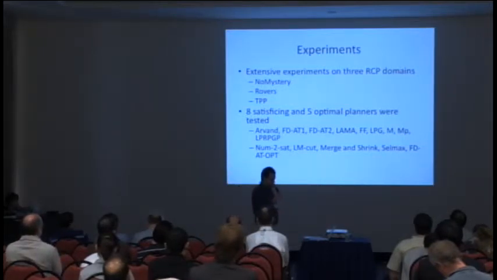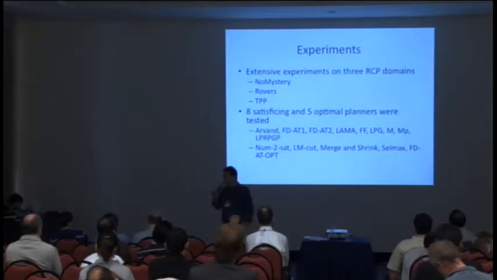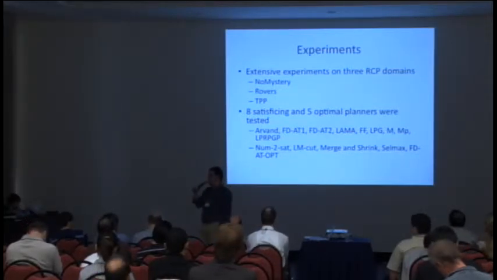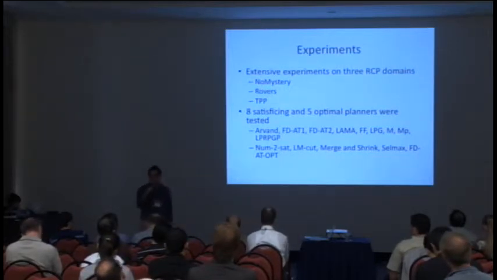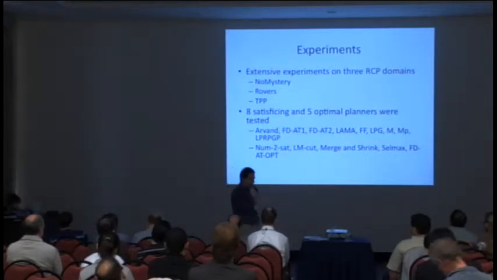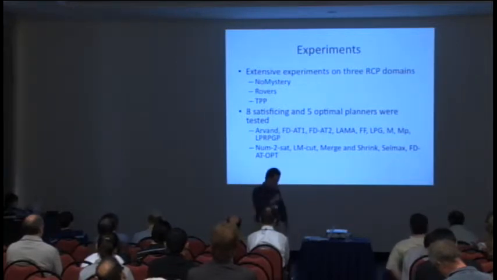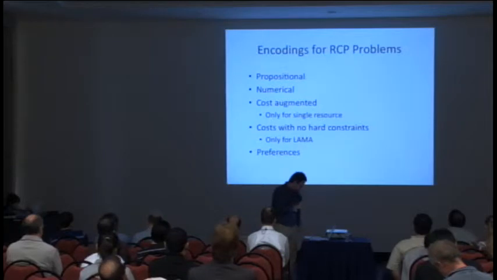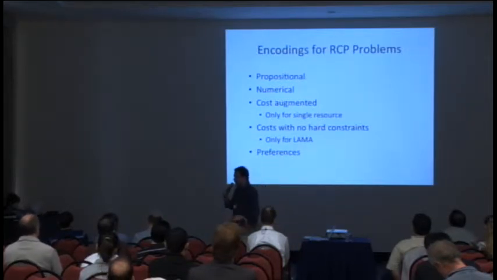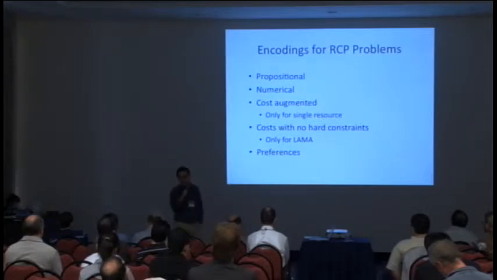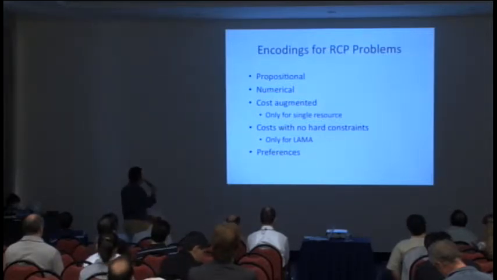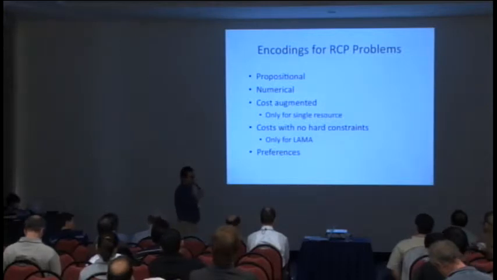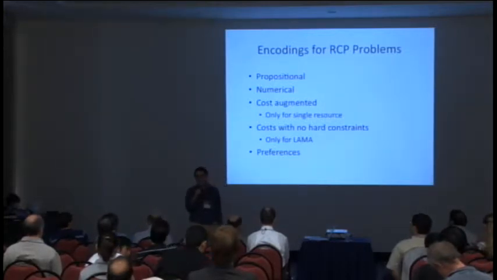We are testing with 8 satisficing planners and 5 optimal planners. The reason we are testing with optimal planners is that some of the search algorithms in optimal planning might be really useful for more constrained problems compared to satisficing planners. But we do not really intend to compare optimal and satisficing planning here. The planner supports a wide range of encodings, and we ran on all the supported encodings. Here I'm just going to report the result of the best encoding for the planner.